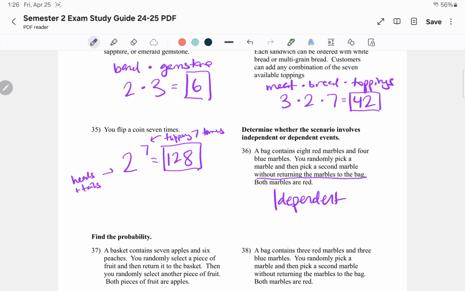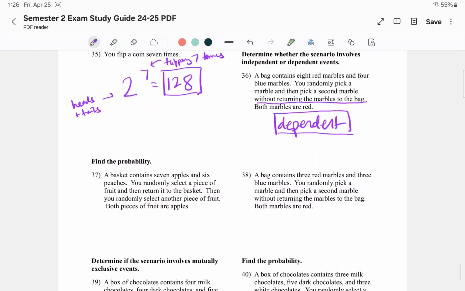Another way to think of it is independent doesn't change. So like spinning a spinner, rolling a die, or putting the marbles back, those are independent because one does not affect the other, right? Independent doesn't affect anything. But this one is dependent because that second time you pick the marble out, that depends on what you picked out the first time. Okay, so hopefully that makes sense.